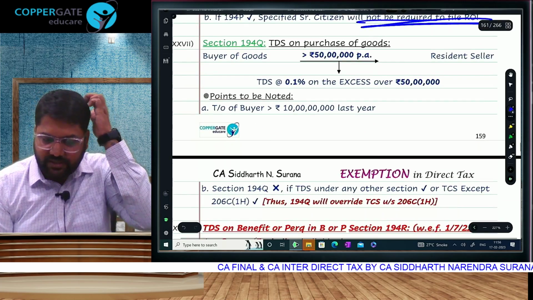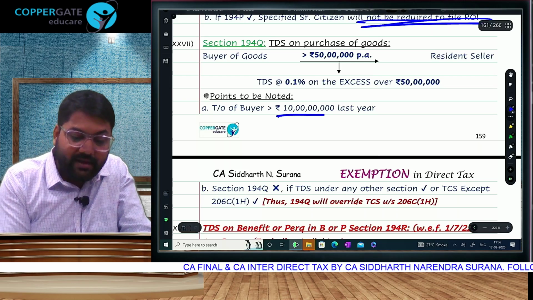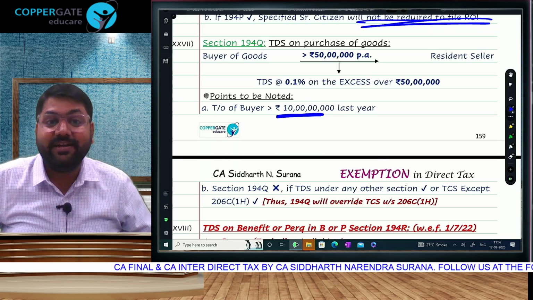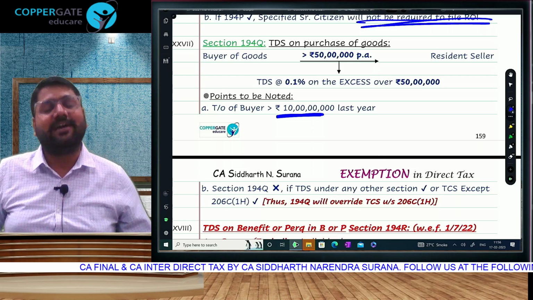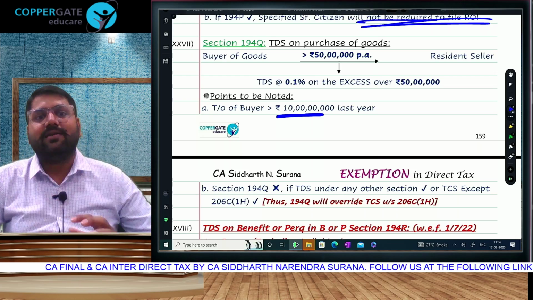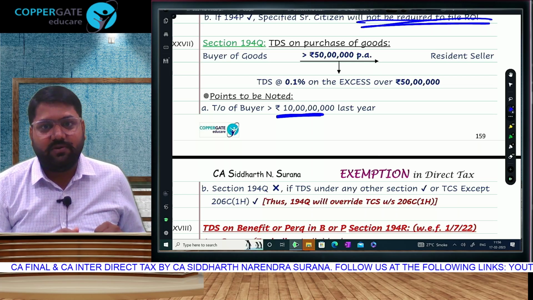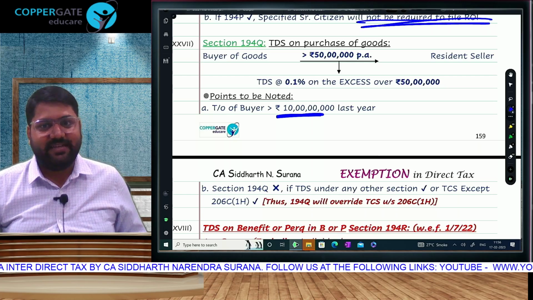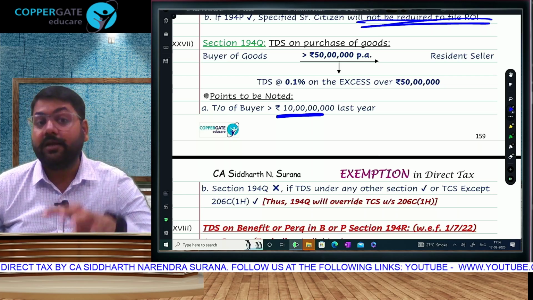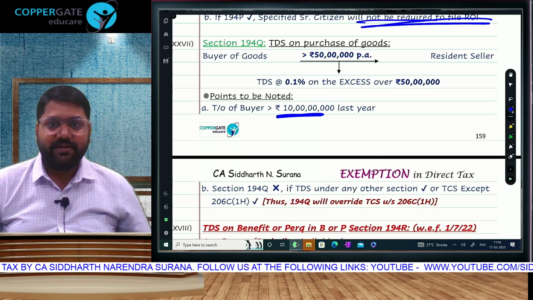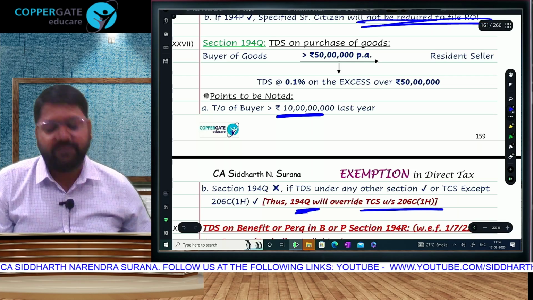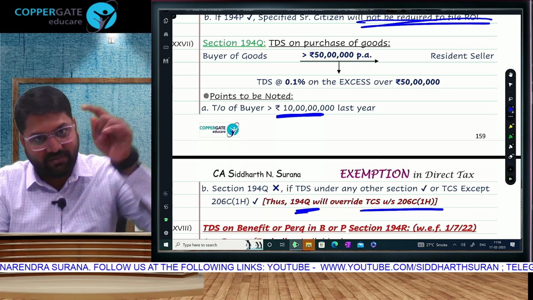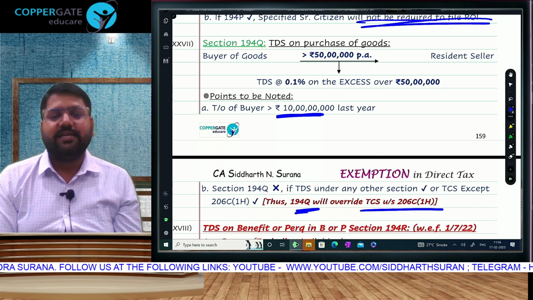Next, TDS on purchase of goods. Whenever a buyer whose last year's turnover is more than 10 crore. Look, the same thing is there in TCS also, but there we have to check the seller's last year's turnover. So, if the buyer's last year's turnover exceeds 10 crore, then TDS will apply, and if the seller's last year's turnover exceeds 10 crore, then TCS the seller will collect, and if both exceed, then TDS will apply because this section of TDS will override TCS. Normally, TCS overrides any TDS section, but this section will override that TCS part.